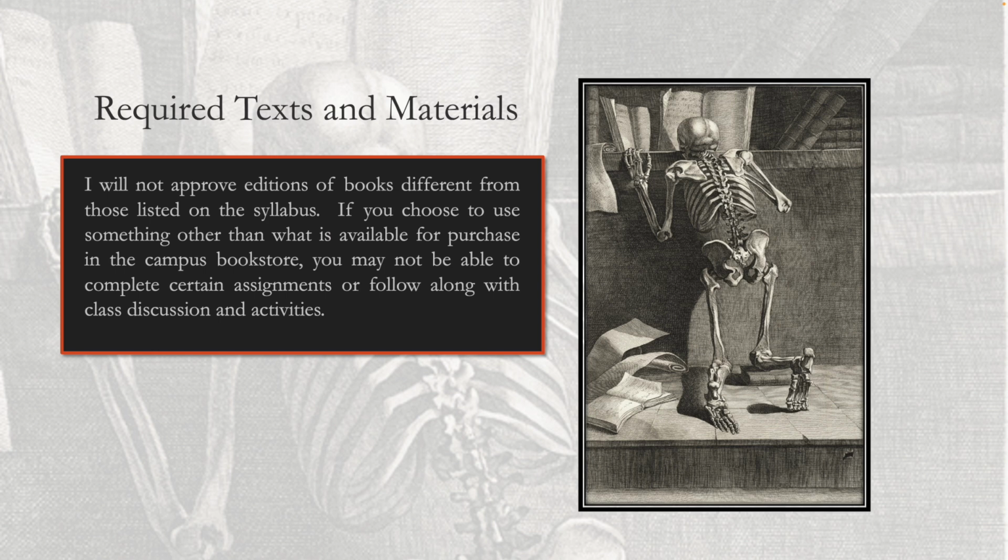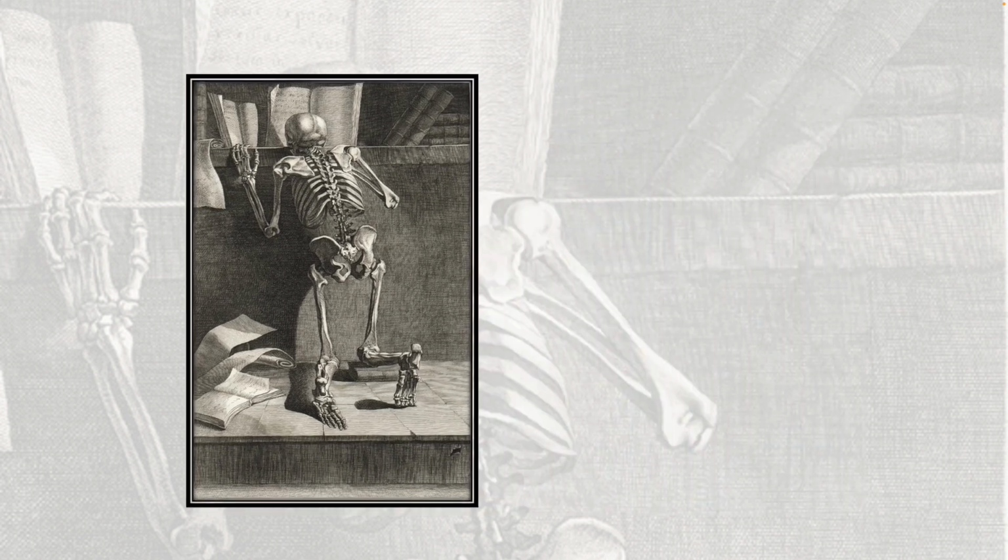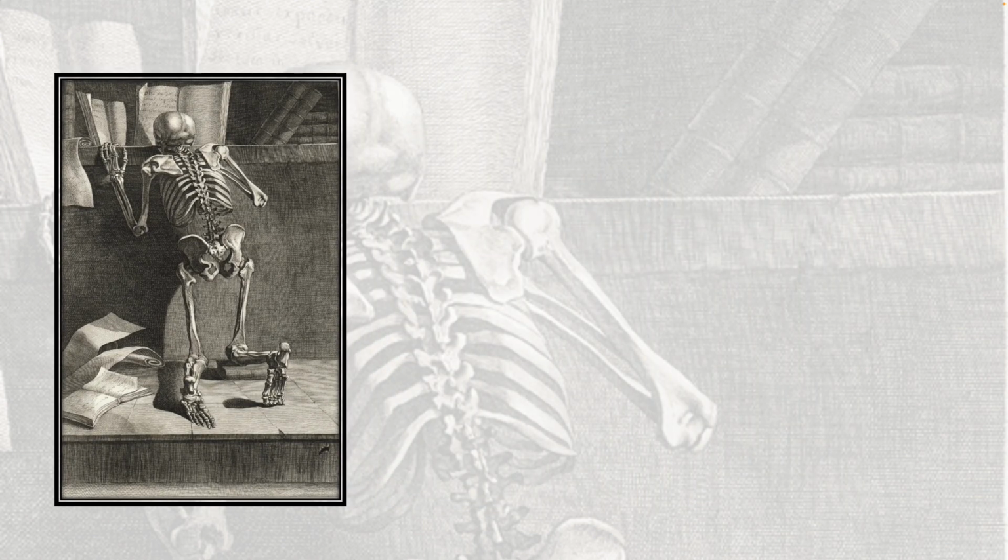If you choose to use something other than what is available for purchase in the campus bookstore, and I'm not saying you have to buy your books at the campus bookstore, they are available elsewhere. Just make sure that you get the editions I have listed, because if you don't, you may not be able to complete certain assignments where page numbers really matter, or follow along with class discussion and activities. It is very important that you're using the correct editions, or I will not be able to grade your work. I won't be able to tell if you've done it correctly if we are not using the same books. So very important. You can get them, I think, for under $50, all four of those books.